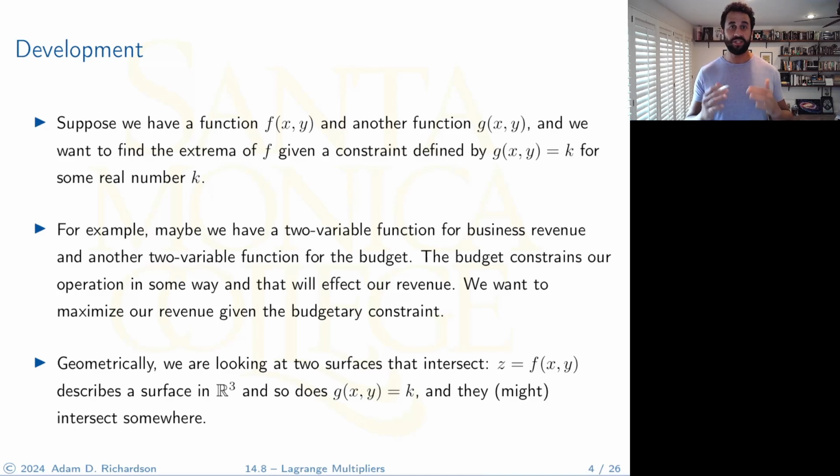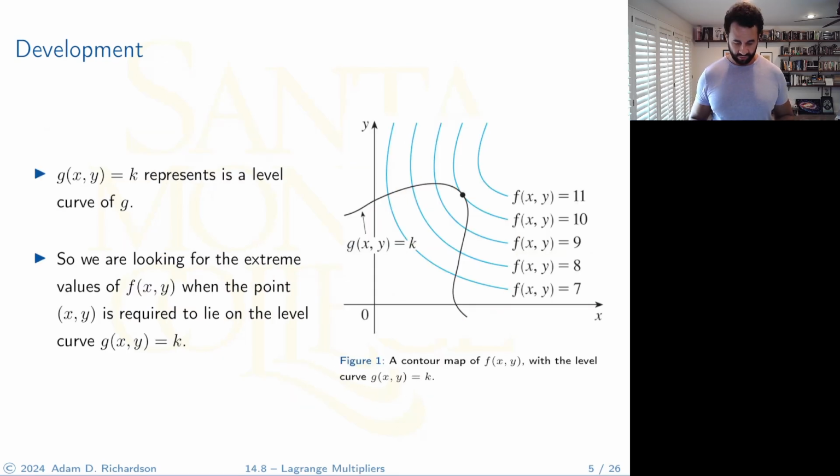So let's look geometrically at what we're talking about. Geometrically, we are trying to look at two surfaces that intersect. Here's the first surface. That's a surface in R3. And this is also going to give us a surface in R3. And these surfaces might intersect somewhere, right? Now, remember that this equation here, g of x, y equals k, represents a level curve of our function g, right? Setting that output equal to k, we can look at a level curve. In this case, this is what it looks like in the figure here.